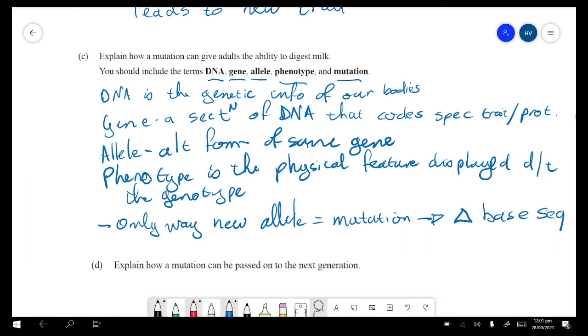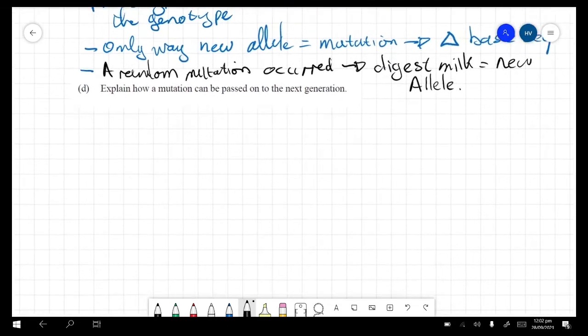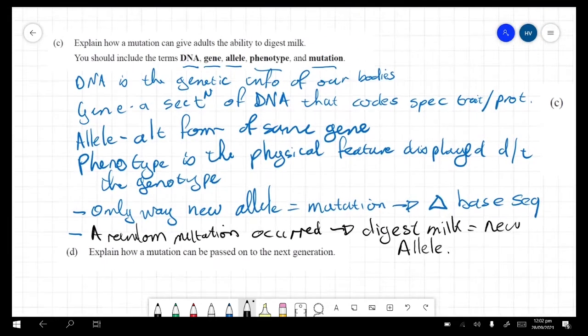A mutation could have occurred that allowed humans or adults to keep on digesting the lactose in milk, and therefore a new allele was formed. We call it lactase persistence, but just the ability. So a random mutation occurred, giving us the ability to digest milk, and that is a new allele. Now it specifically says the next part of it. Well, let's go and look at our model answer.